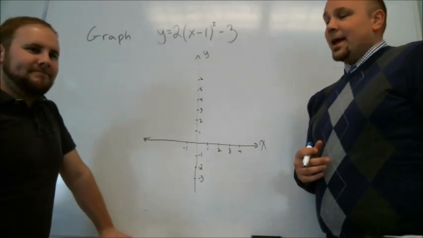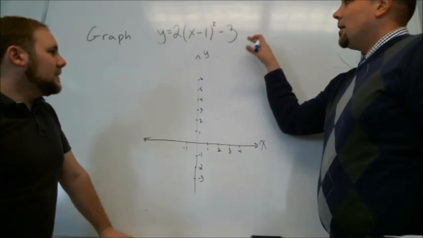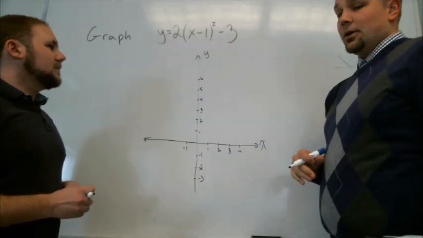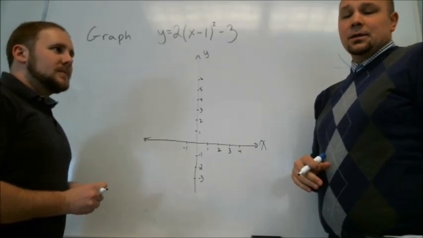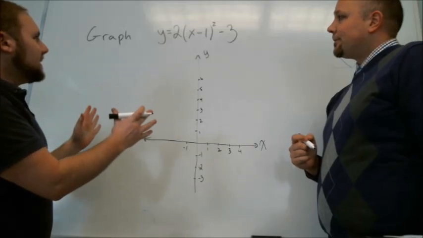We've got Mr. James here with me, and we're going to go through an example of how we can graph a parabola given an equation with a whole bunch of different things that are happening to it. Okay? So this is how you might start out. Okay, so where do we start here?